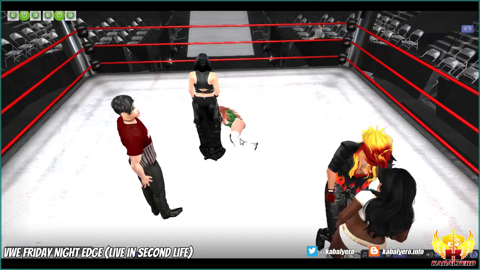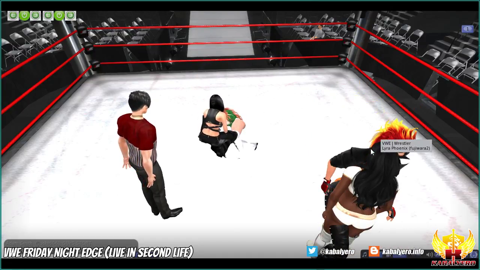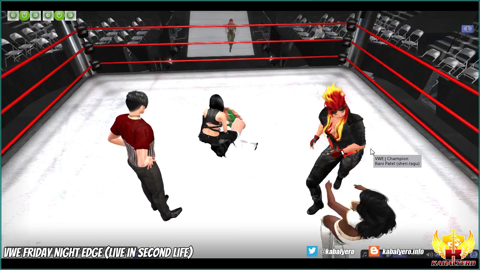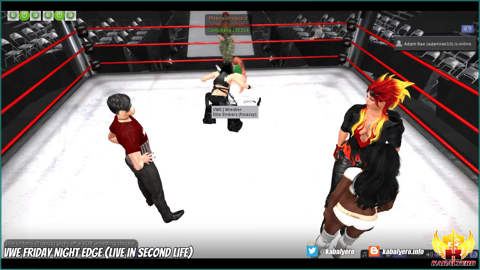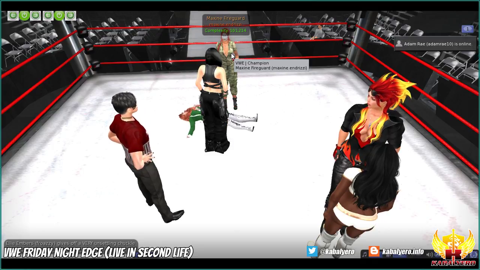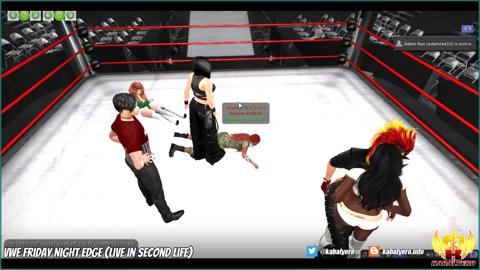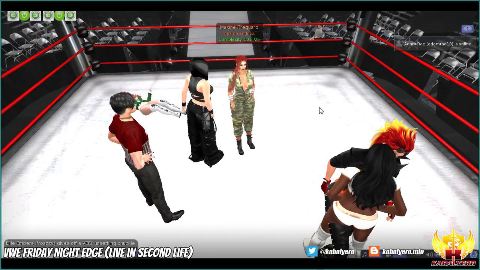And now we have these two ladies here. Who are they again? Let's check. We have here the red hair lady. It's Lyra Phoenix, and who's this one? It's Ellie Embers, and another one came in. It's Maxine Fireguard. Okay, so her face hasn't fully loaded yet. It's all gray, and there you go. Now it's loading.